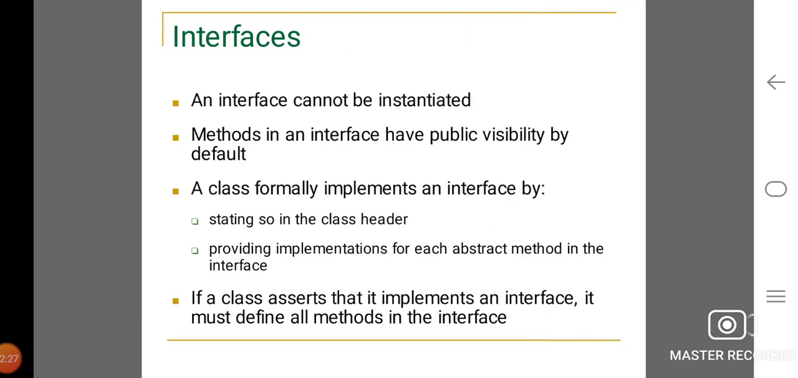Interfaces. An interface cannot be instantiated. Methods in an interface have public visibility by default. A class formally implements an interface by first stating so in the class header, and also by providing implementations for each abstract method in the interface. If a class asserts that it implements an interface, it must define all methods in the interface.